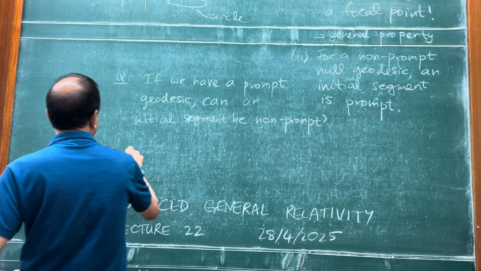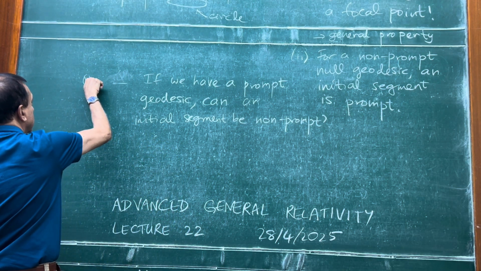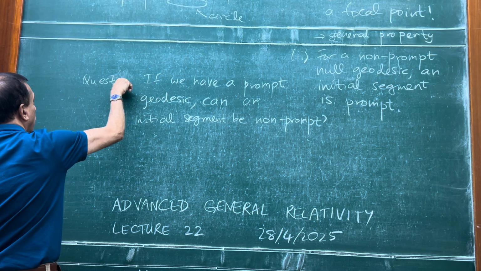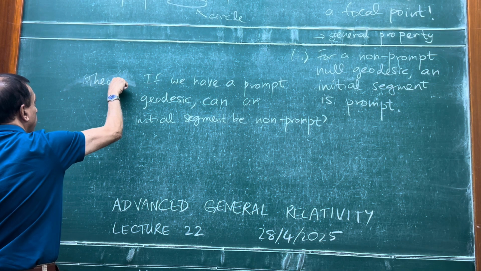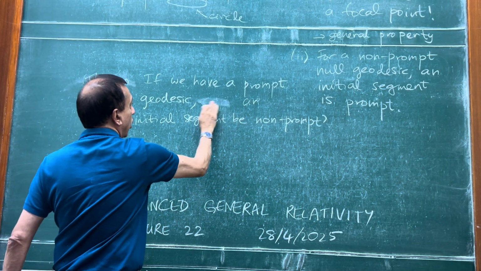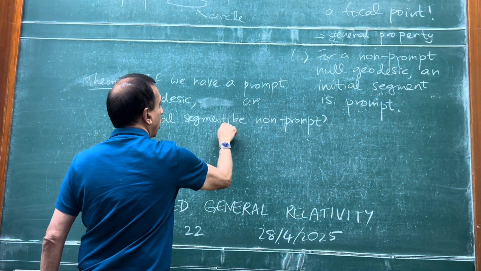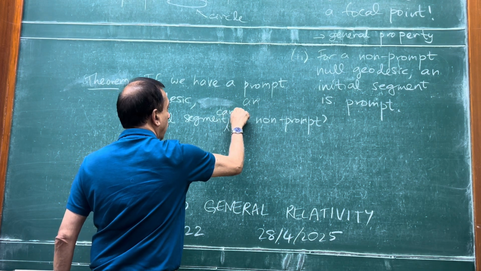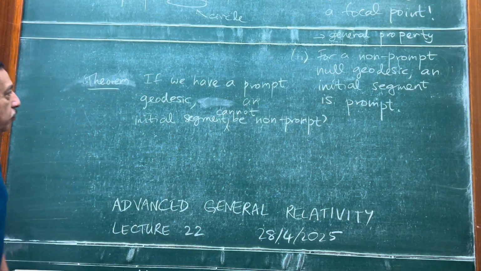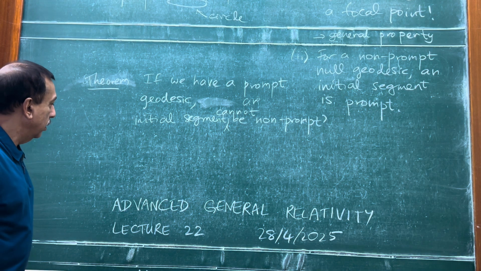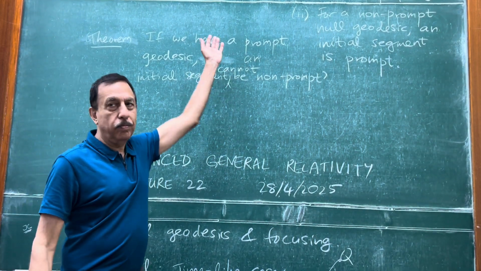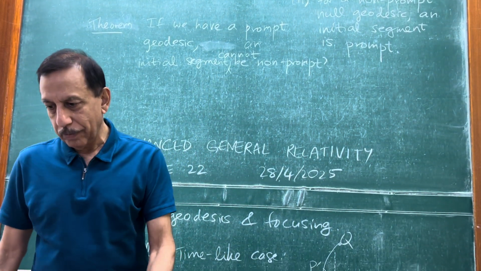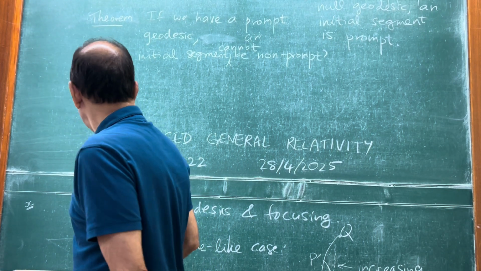So let's prove this one. This is the question. So let's actually restate the question as a theorem. If we have a prompt geodesic, an initial segment cannot be non-prompt. Or I think a much more elegant way to say it is, if an initial segment is non-prompt, then the geodesic cannot become prompt. So let's try to show this in diagrams.